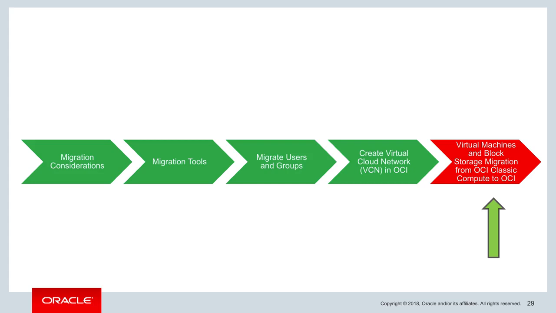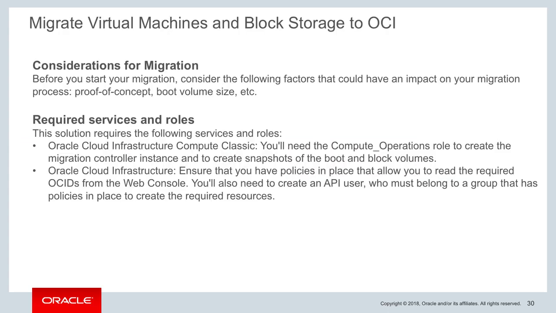We will now look at the virtual machines and block storage migration from OCI Classic Compute to OCI. Before you start your migration, consider the following factors that could have an impact on your migration process: proof of concept, boot volume size, etc. The solution requires the following service and roles. On OCI Compute Classic, you'll need the compute_operations role to create the migration controller instance and to create snapshots of the boot and block volumes.